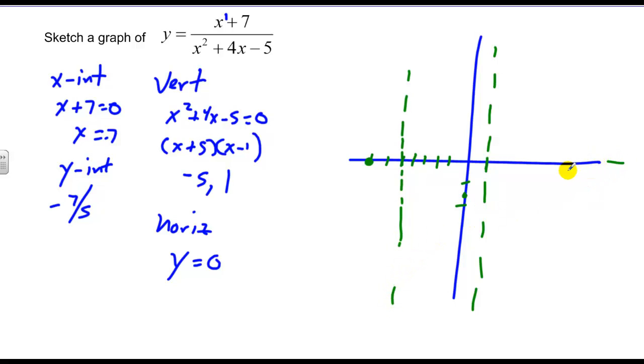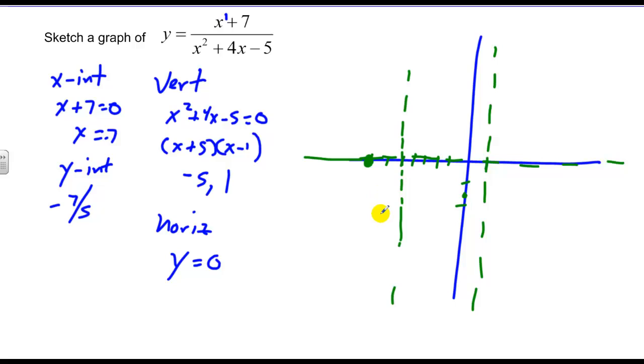Horizontal asymptote at 0. Now this is the first case where we've seen that our graph actually goes through a horizontal asymptote, which is totally okay because all the horizontal asymptote does is describe what the graph does when x gets very big and very small. It doesn't talk about what the graph does when x is in the middle of the graph. So once again, this horizontal asymptote describes end behavior.